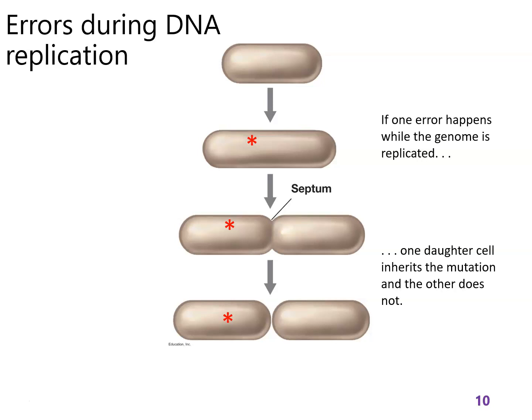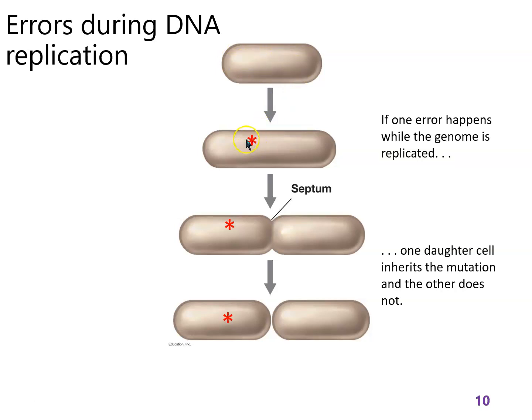It just looks for a base that fits or properly base pairs, and if it finds one, it adds it, and then it does it again and again and again, roughly 2 million times or 5 million times, depending on how big the bacterial chromosome is. That process can have errors. It's entirely possible for something to go wrong and incorporate the wrong nucleotide. So if that happens, one of the DNA molecules will have that error and the other one won't.